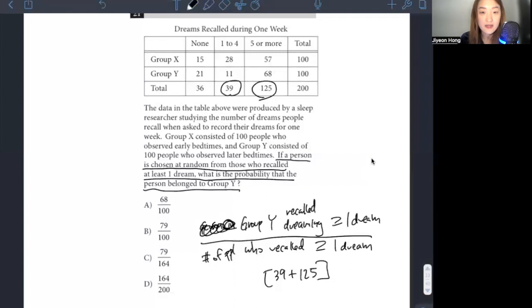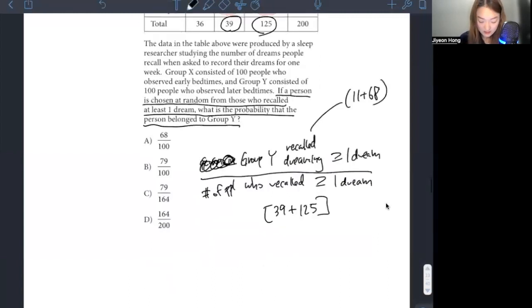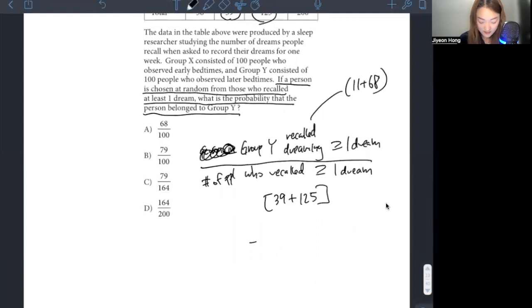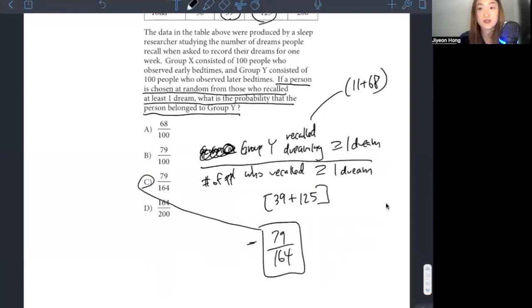So from the number of people who recalled at least one dream, it's asking how many were group Y. And so now we're going to find here, this is group Y, this is group Y, right? Both are group Y who dreamt or recalled at least one dream. So the top numerator is now 11 plus 68, and they're going to be a part of the 39 plus 125, right? And so when we solve for this, we should get 79 over 164, which is why C is our answer here.